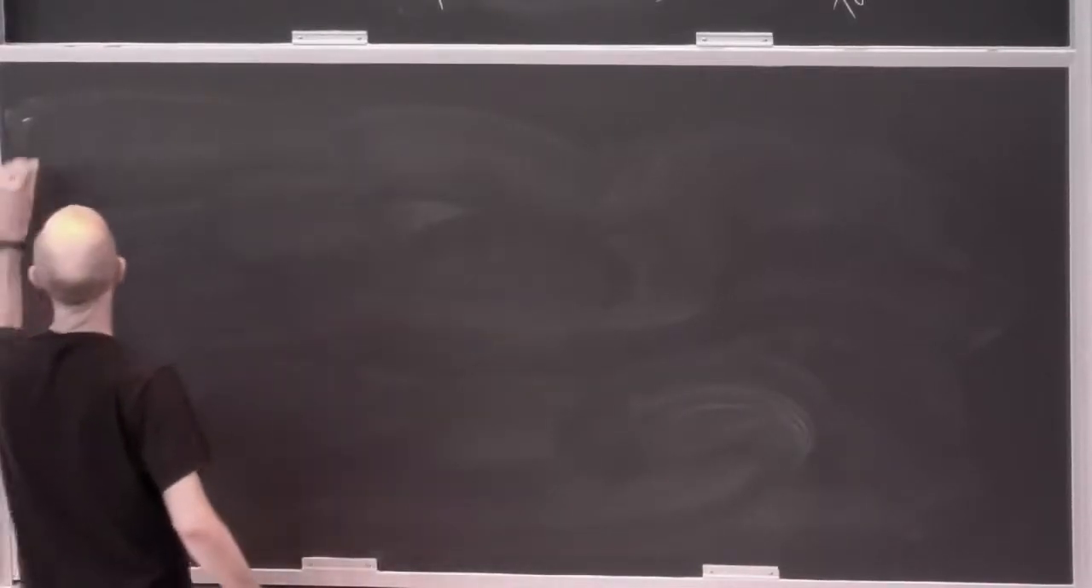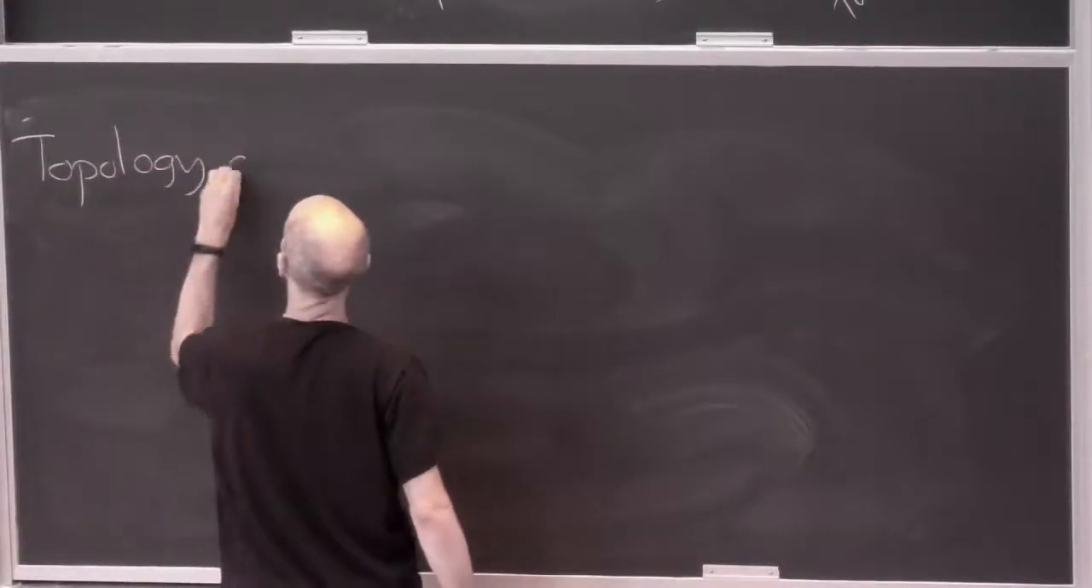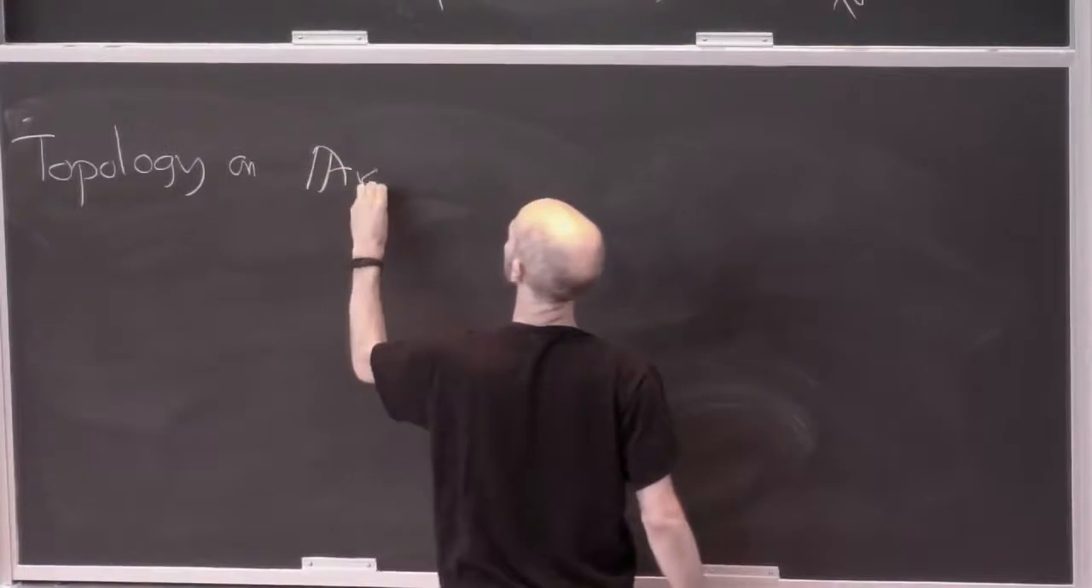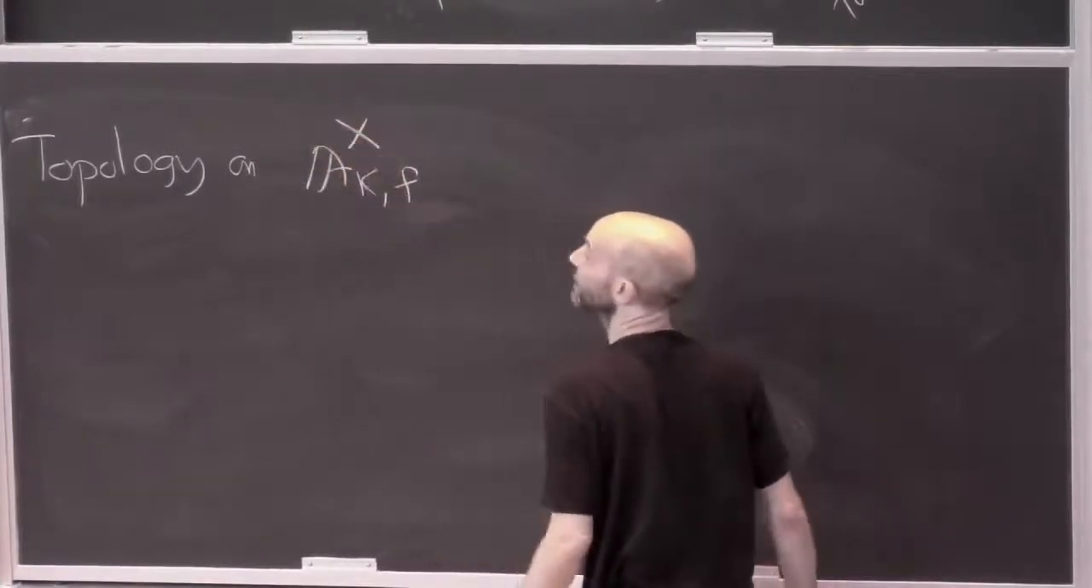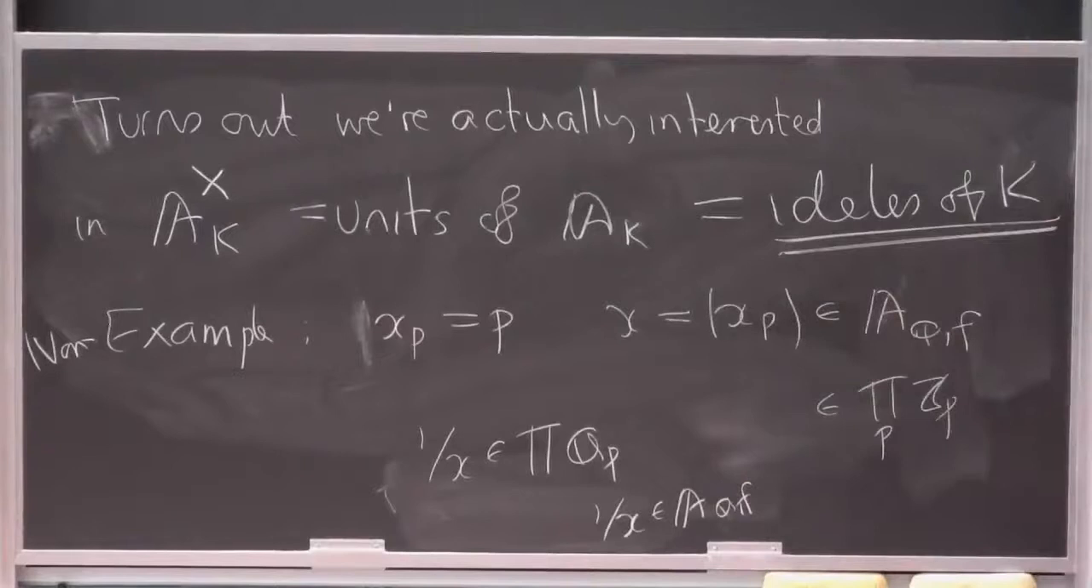Right. So now I've kind of defined what AK star is. Let me topologize. Let me just make it quite clear. Topology on the finite Adeles, the finite Ideles. These are called the Ideles. Maybe I should say this, right? Equals the Ideles of K. Sorry, that's the definition. The units of the Adeles are the Ideles.